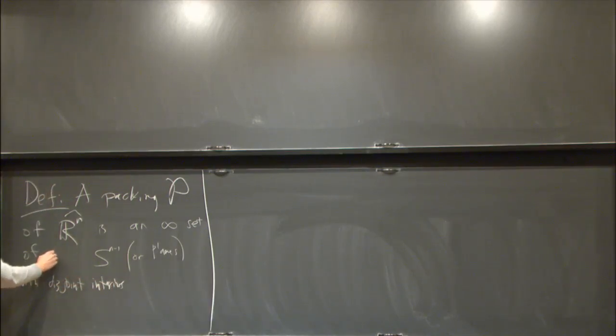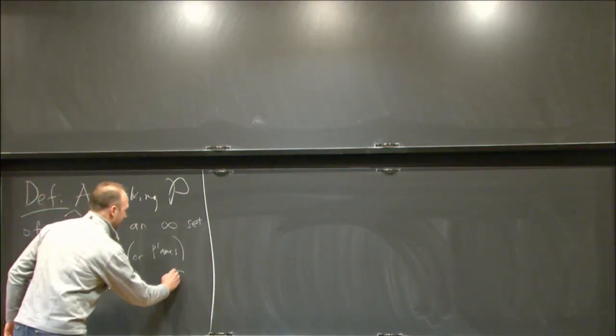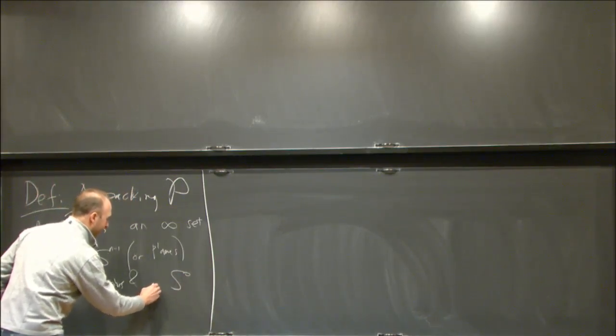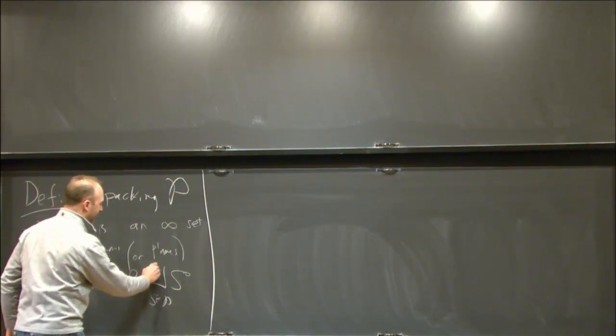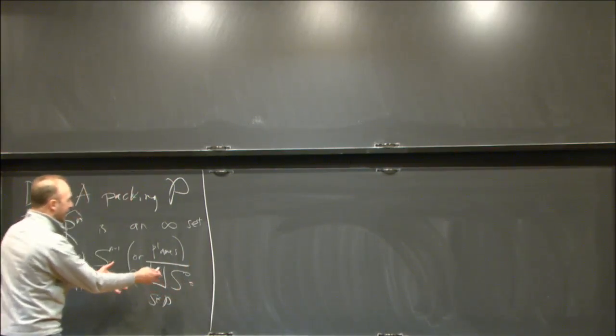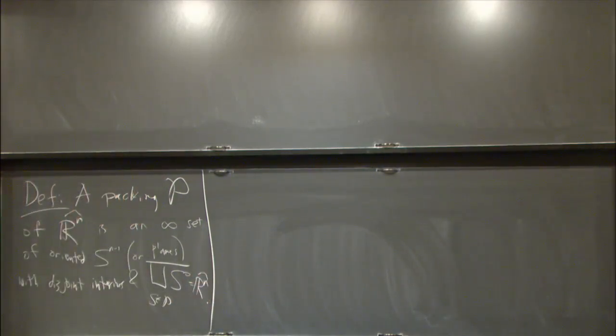To speak of interiors, I need oriented spheres, so they tell me which way is inside. And I want them to pack all of space. So if I look at all the spheres in the packing, take the disjoint union of the interiors, and take the closure, I want density. This should be all of space. That's all that I mean by a packing: a bunch of spheres that fill up space and are disjoint.